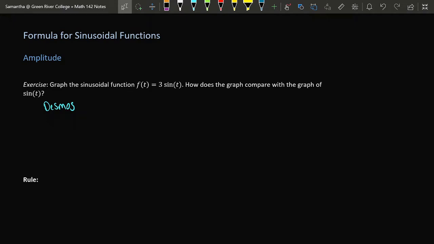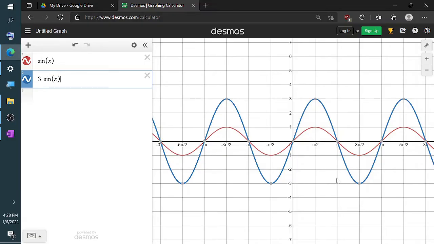Let's go to Desmos and compare the sinusoidal function 3 times sine of t with the regular function sine of t. Let's figure out how multiplying the function by 3 will affect its amplitude, its period, and/or its midline. Looking at these two graphs, the midline has not changed at all. Both functions have a midline of y equals 0. The x-axis cuts directly in between both of these two waves.